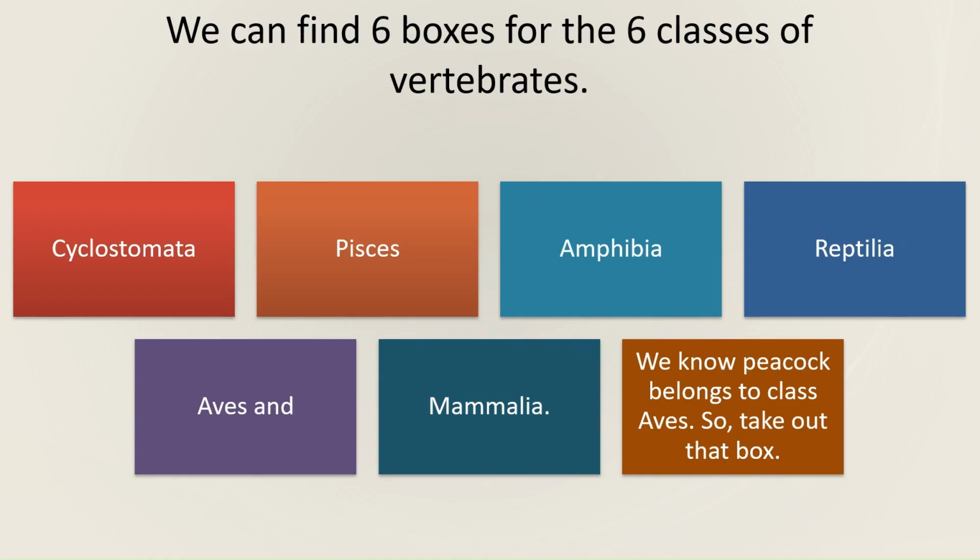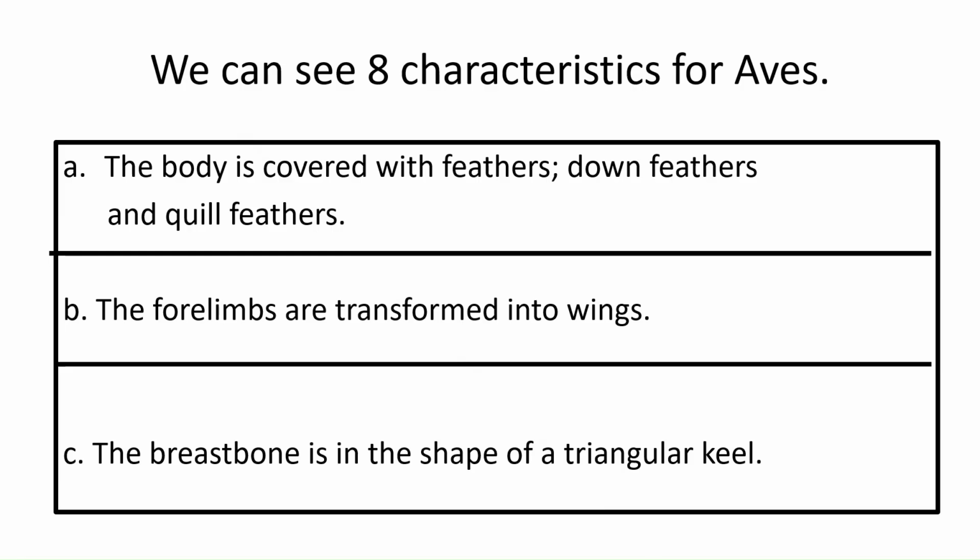Next, we can find the 6 boxes for the 6 classes of vertebrates: Cyclostomata, Pisces, Amphibia, Reptilia, Aves, Mammalia. We know peacock belongs to class Aves, so take out that box. Here we can see 8 characteristics for Aves. The body is covered with feathers, down feathers, and quill feathers. The forelimbs are transformed into wings. The breastbone is in the shape of a triangular keel.